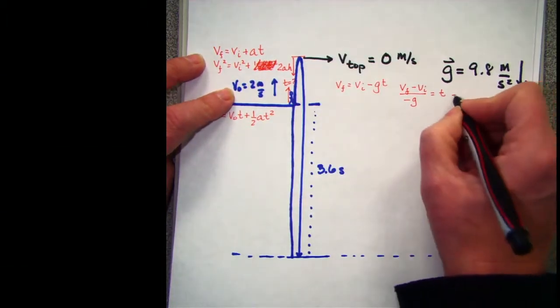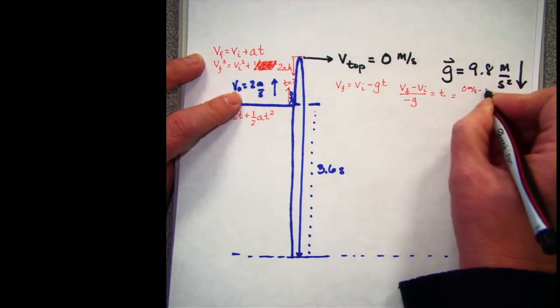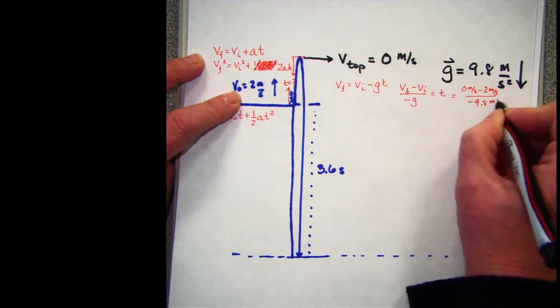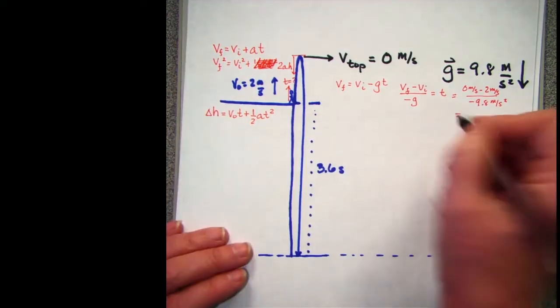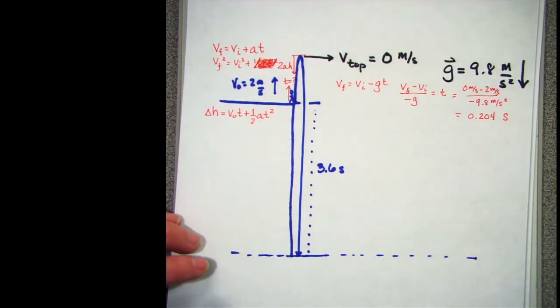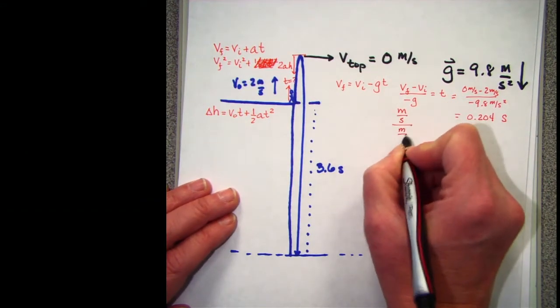So let's do that. My V final is 0 meters per second. My initial was 2 meters per second. I'm doing it at negative 9.8 meters per second squared. And I end up with 2 divided by 9.8 gives me 0.204 seconds.